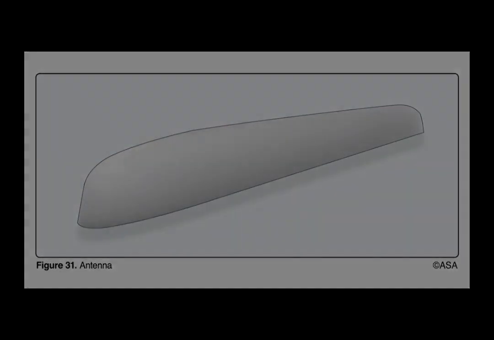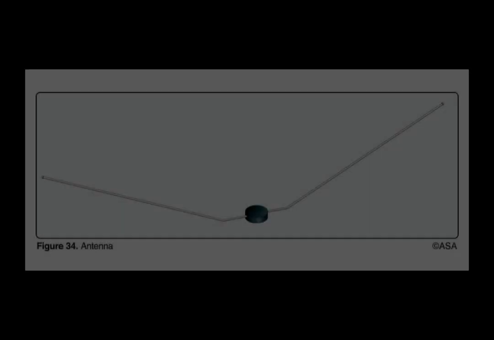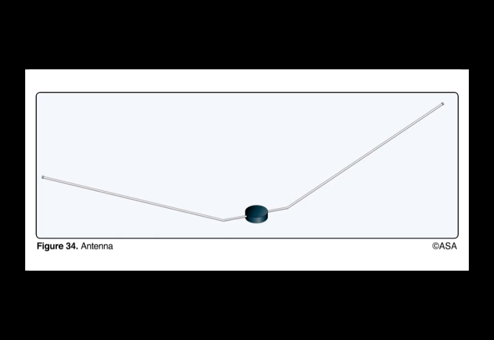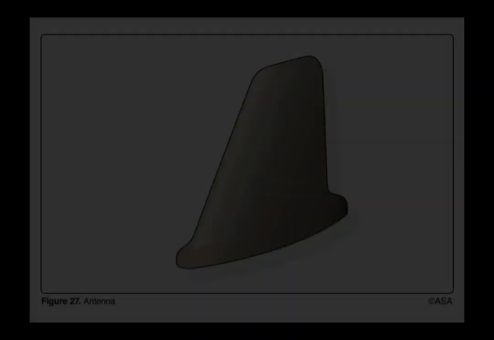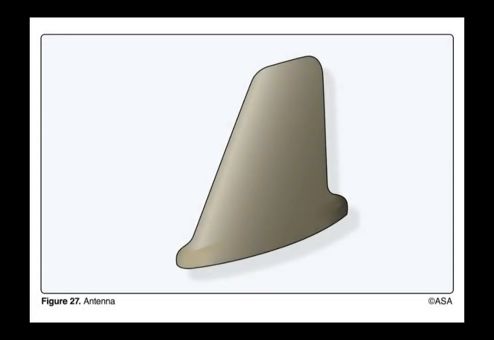Refer to Figure 31. What kind of antenna is this? A marker beacon receiver antenna. Refer to Figure 34. What kind of antenna is this? A VOR/glide scope antenna. Refer to Figure 27. What kind of antenna is this? A radar beacon transponder antenna.